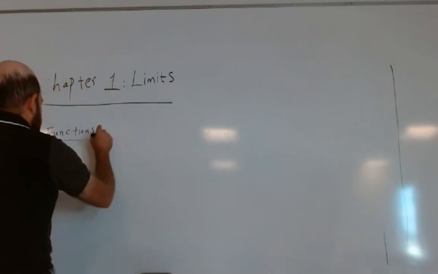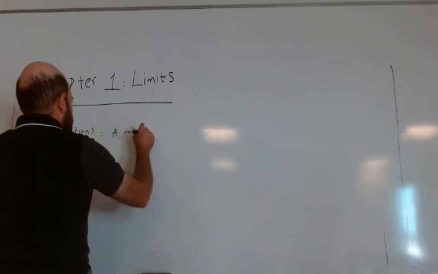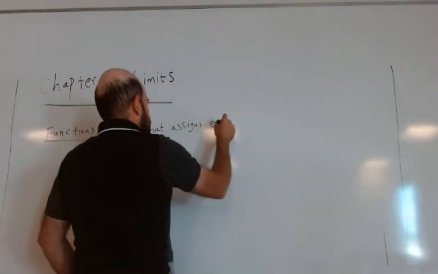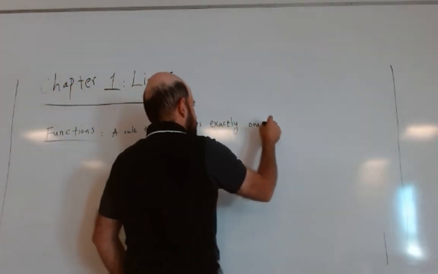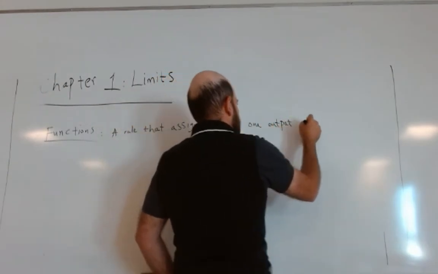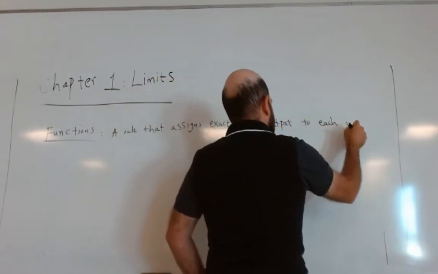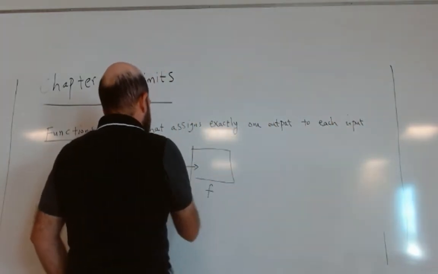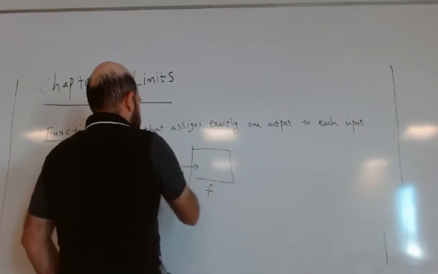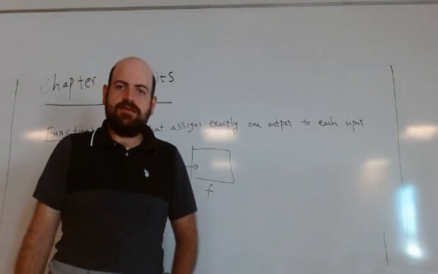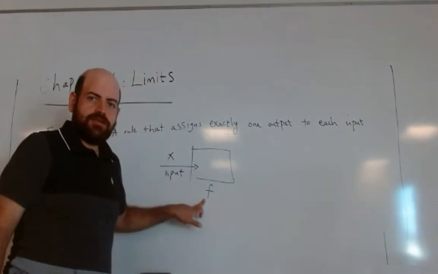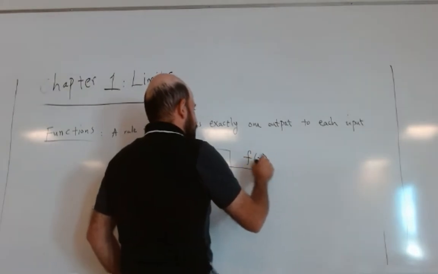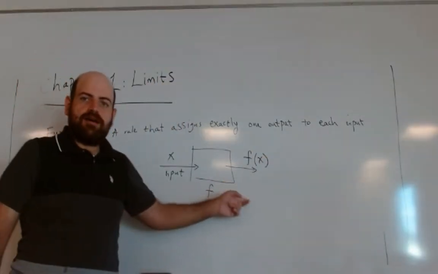So we can say it's a rule that assigns exactly one output to each input, right? So we can imagine a machine here. This is F, this is the input. Normally the input, as you know, is denoted with a letter like X or T, and you apply your function to your input, and then the output will become a number. Let's say you can call it F of X. So if the input is X, the output is F of X.